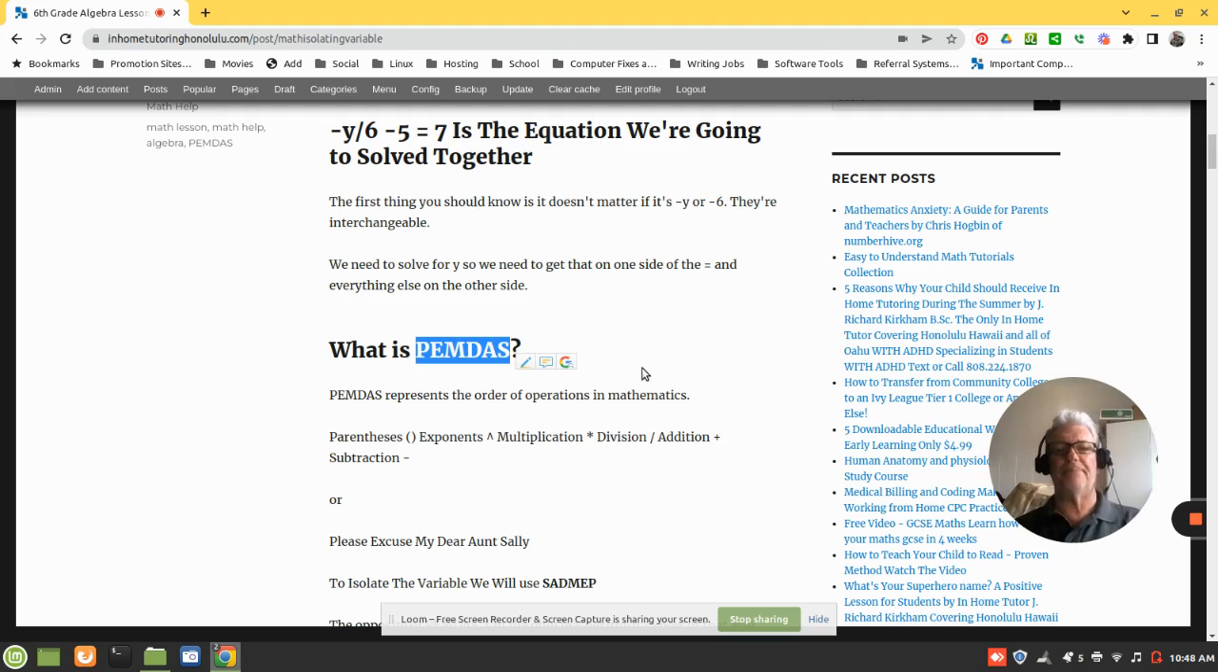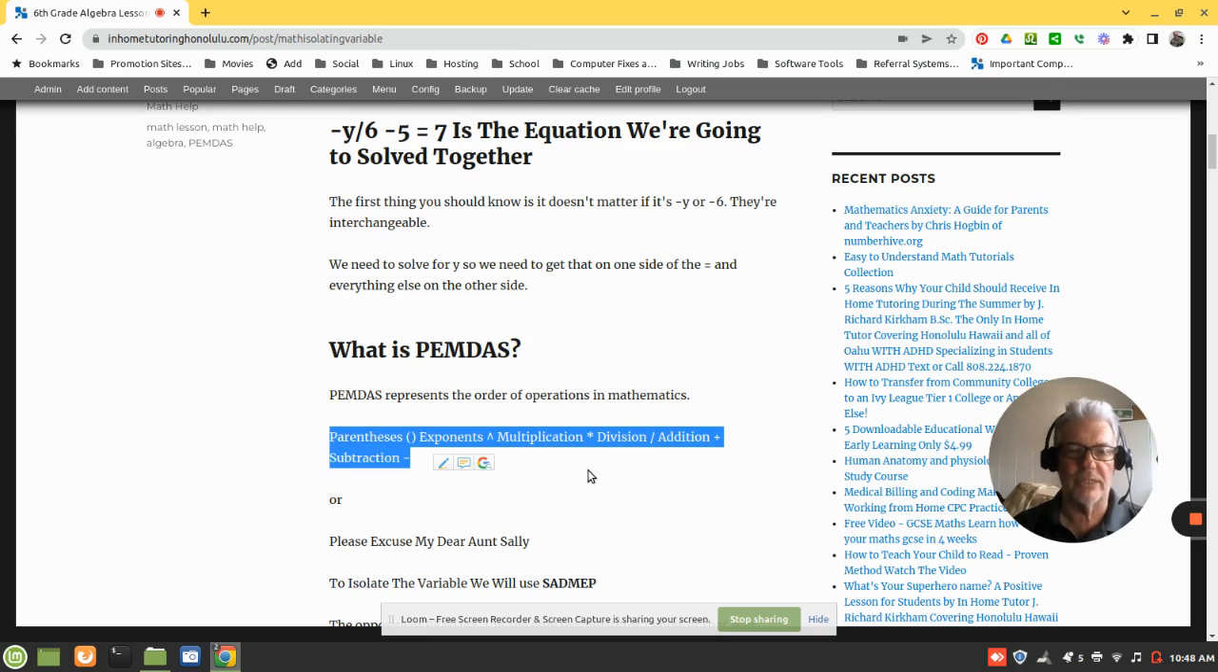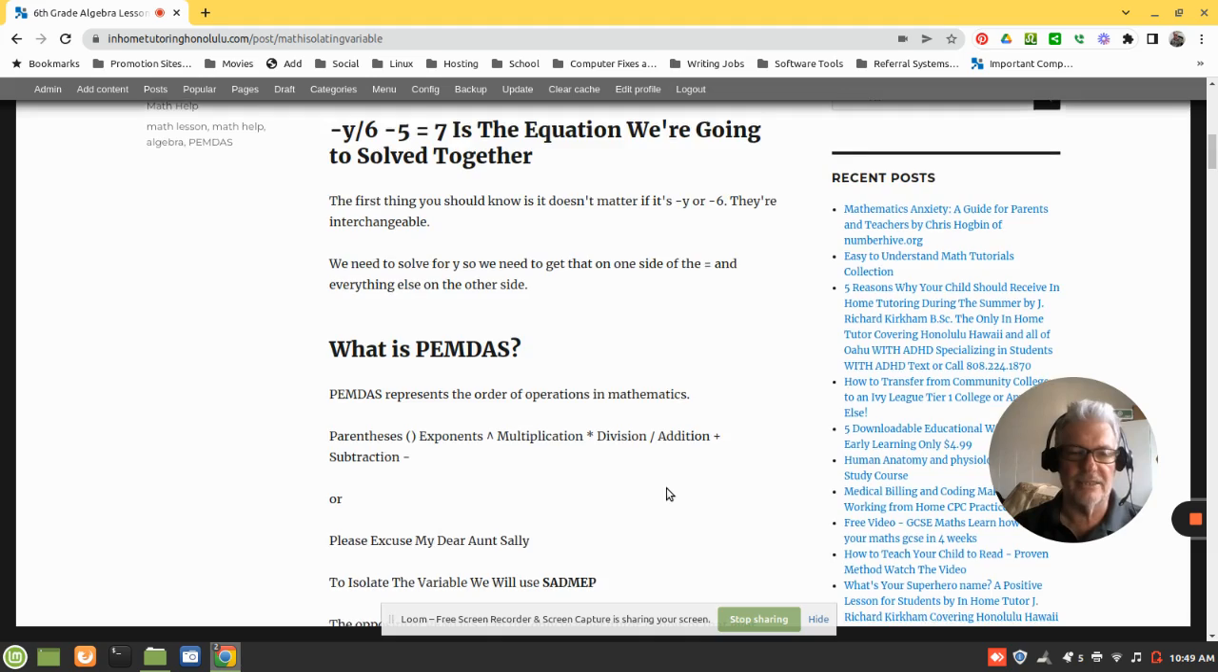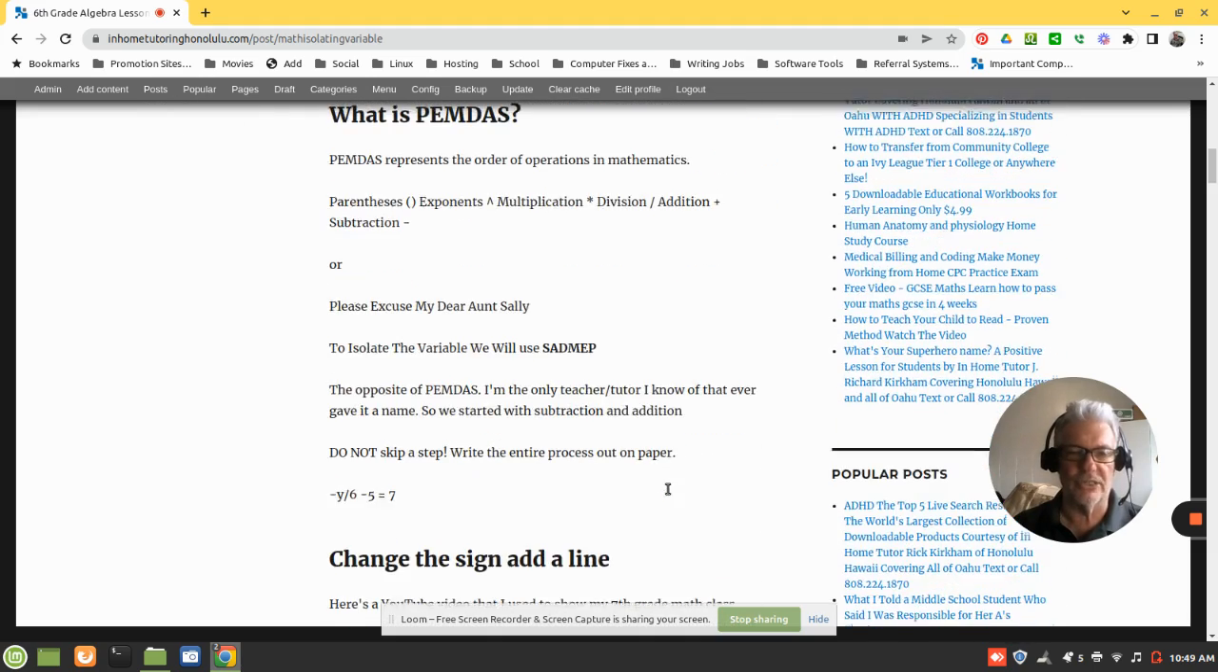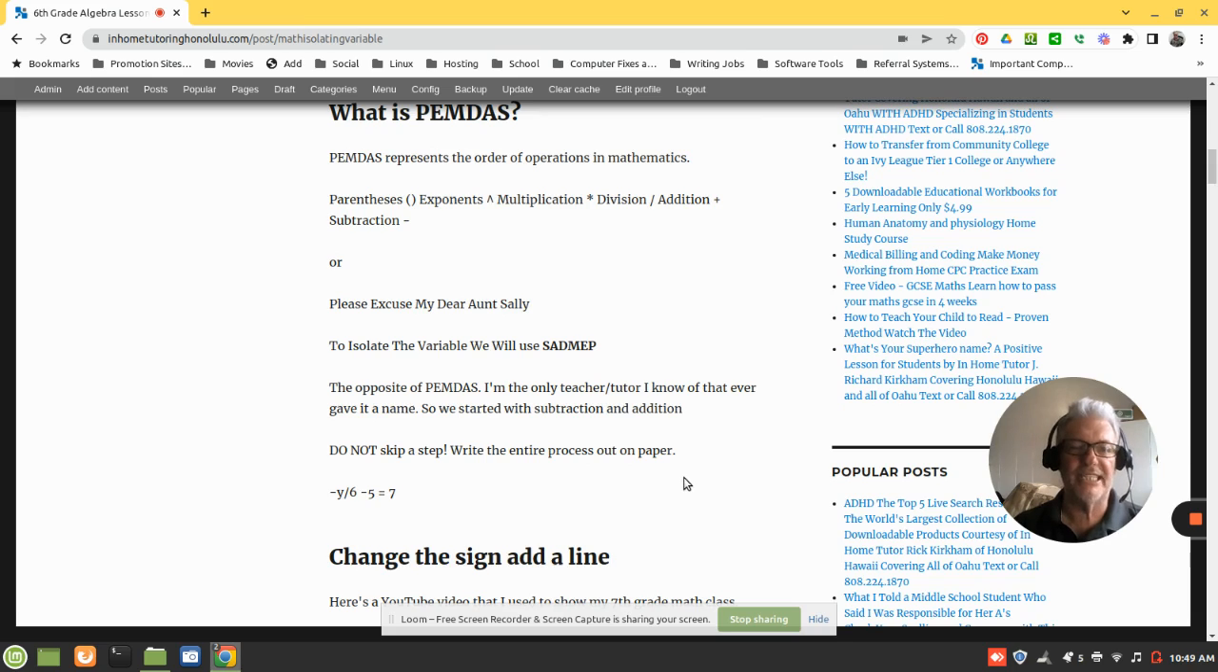And what is PEMDAS? PEMDAS is the order of operations in mathematics. So for PEMDAS, we have parentheses, exponents, multiplication, division, addition, and subtraction. And the little phrase that the students learn is, "Please excuse my dear Aunt Sally."